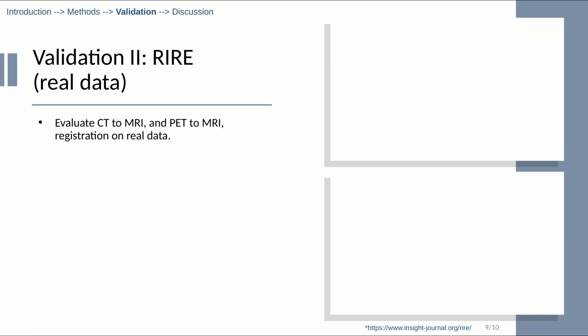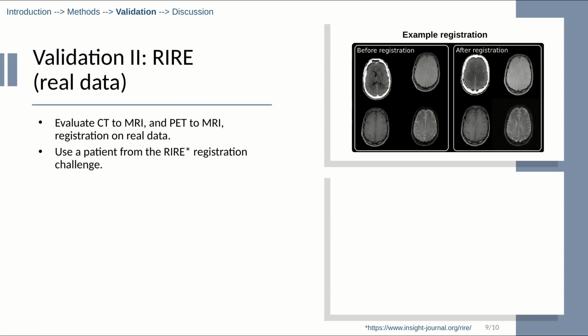The second experiment we perform is on real data, where we evaluate CT to MRI and PET to MRI registration. We use a patient from the RIRE registration challenge. This was a registration challenge which was performed in the late 90s, where ground truth transformations were obtained by placing fiducials on a stereotactic frame used during neurosurgery. And you can see the images here on the right, CTs and the MRIs.